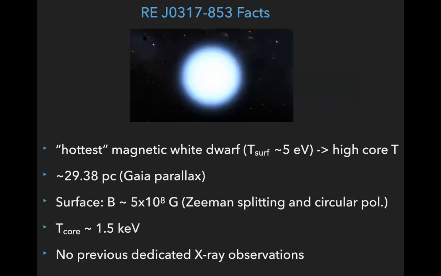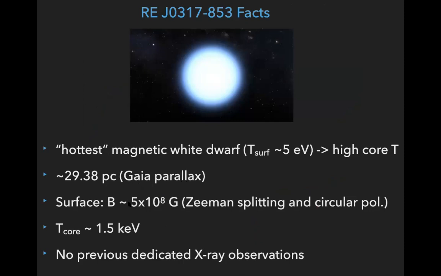So we chose this one white dwarf, REJ0317, because it's the hottest magnetic white dwarf known. It has a surface temperature on the order of 5 eV, which translates to expected high core temperature, which enhances our luminosity. It's also one of the closest magnetic white dwarfs at about 30 parsec away from the sun. That distance has so many digits because it's measured very precisely with Gaia parallax.